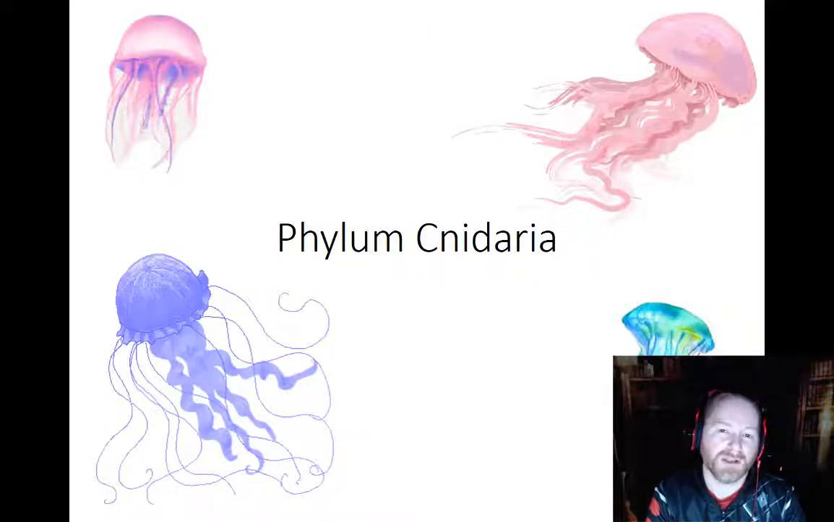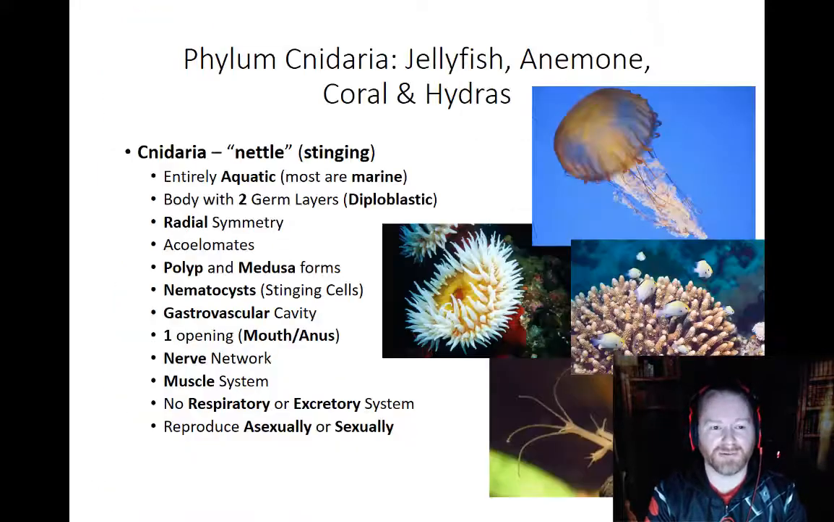And today we're going to be talking about phylum Cnidaria and what all is included in that, and how they live and what they do. So most of us know that phylum Cnidaria includes jellyfish, anemones, corals, hydras, and a few others.